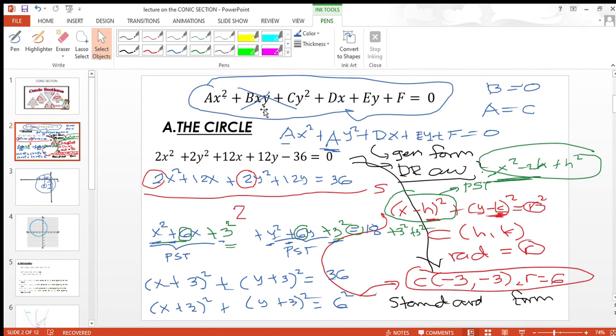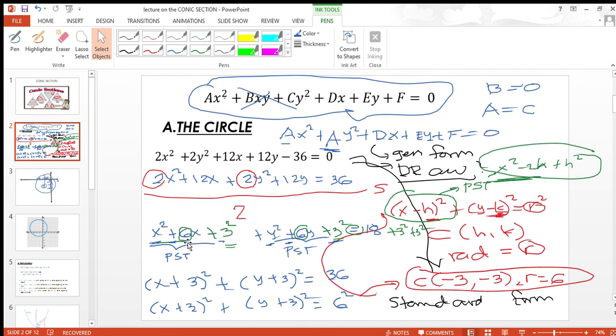So again, review lang quickly natin yung circle. Dalawang square terms, wala yung xy. Yung square terms, pareho yung coefficients. So paano natin i-reduce yung general form to the standard form? Isolate the constant. And then, step 2, make the coefficient of x squared and y squared equal to 1. Step 3, complete the squares. Paano mag-complete the squares?